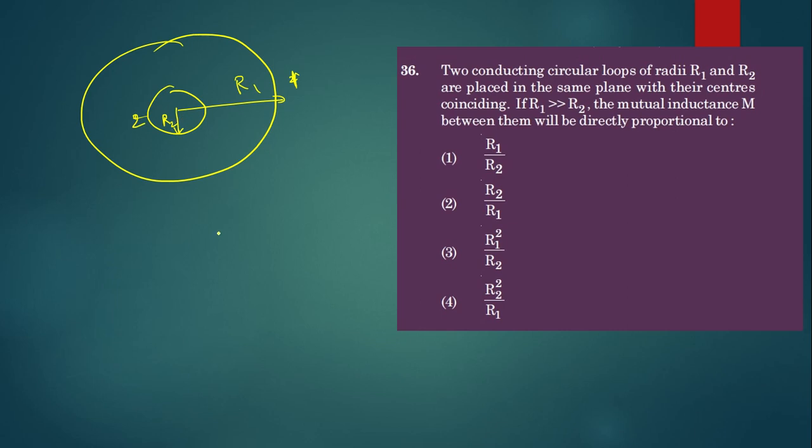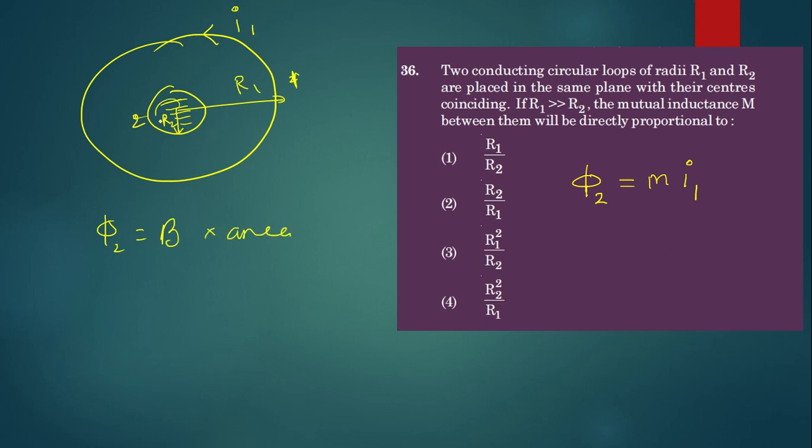Well, what is mutual inductance and what formula will give us mutual inductance? We know that the magnetic flux on the second coil should be equal to mutual inductance multiplied by the current in the first coil. Let's say current in the first coil to be I1. What is the magnetic flux on the second coil? That we will calculate. Magnetic flux on the second coil is equal to the magnetic field multiplied by the area.